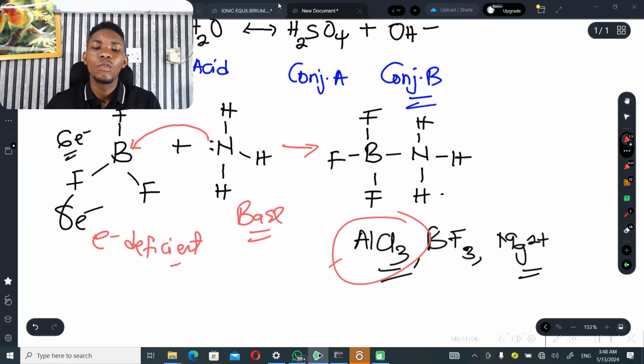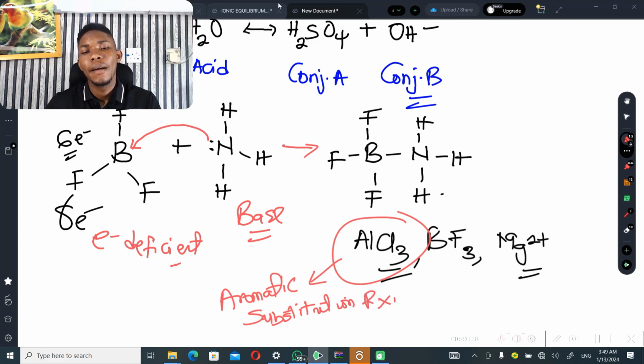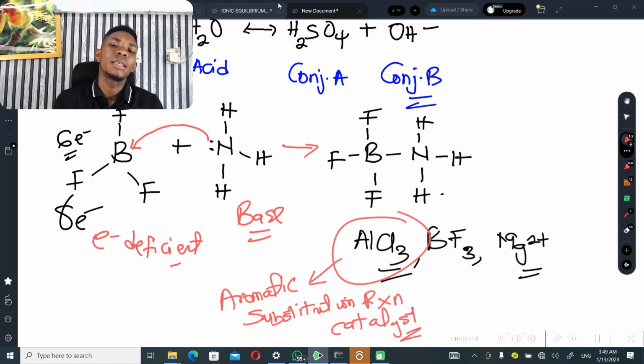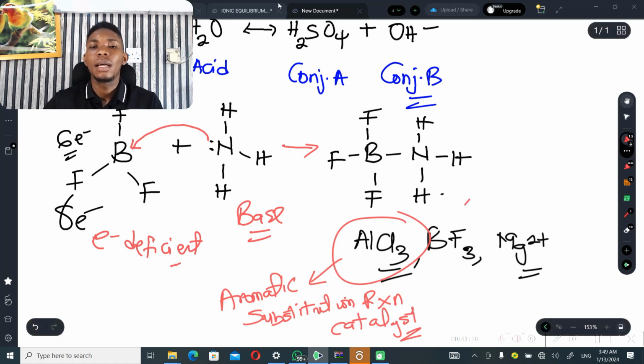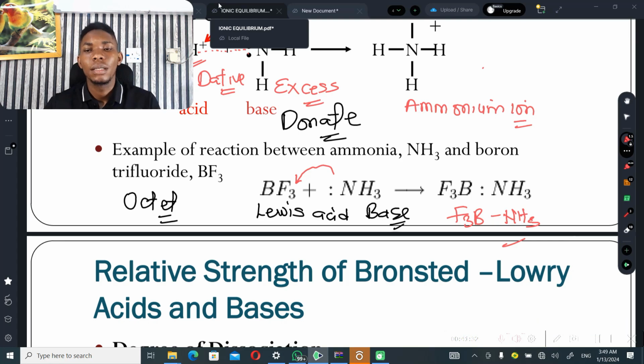It is used as a catalyst for aromatic substitution reaction. Is that okay? Exactly. All right, let's see what we have next.